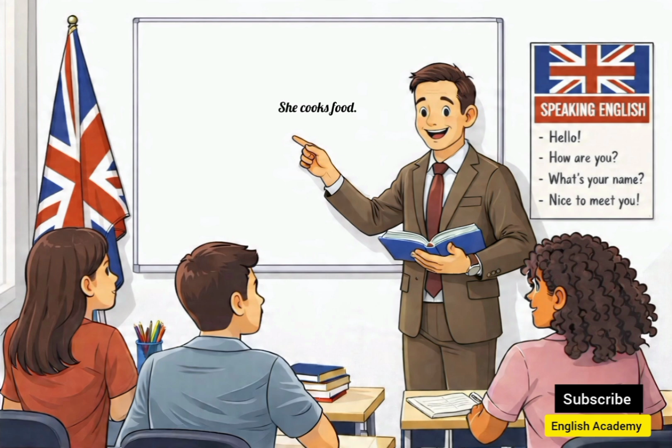She cooks food. Part 2: Use of I am, you are, he is, she is. Structure. Subject plus am/is/are. Examples: I am a student. You are my friend. He is a teacher. She is happy. We are ready. Practice. Students make 2 sentences about themselves.